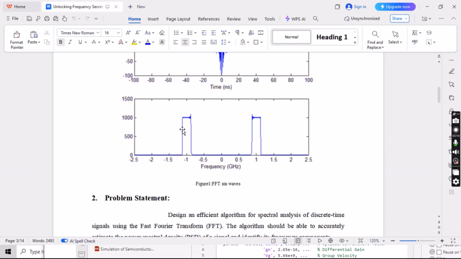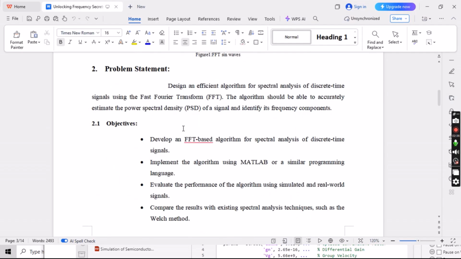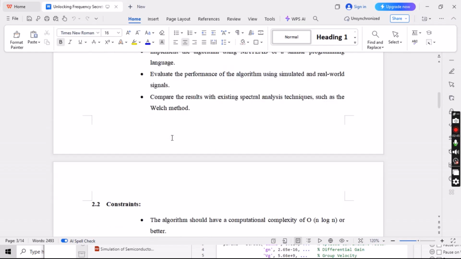signal generation. Okay, so the problem statement is that we need to do spectrum analysis of discrete time signals using the fast Fourier transform. The algorithm should be able to accurately estimate the power spectral density of a signal and identify its frequency components. So that's why we have used this in our case to analyze the objective and the problem statements.